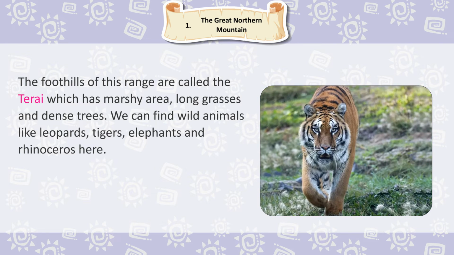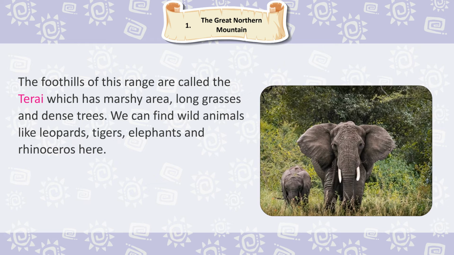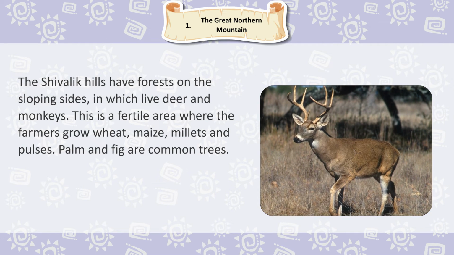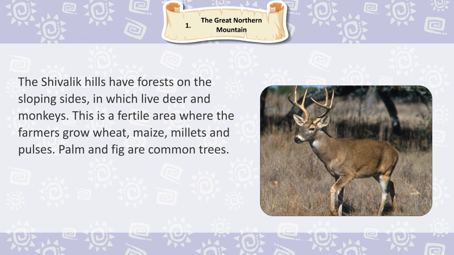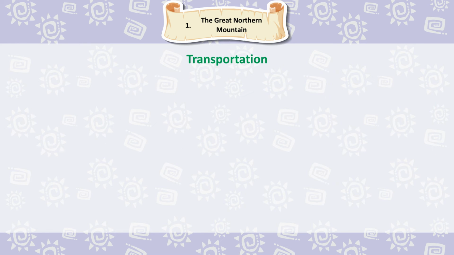We can find wild animals like leopards, tigers, elephants and rhinoceros here. The Shivalik Hills have forests on the sloping sides in which live deer and monkeys. This is a fertile area where the farmers grow wheat, maize, millets and pulses. Palm and fig are common trees.